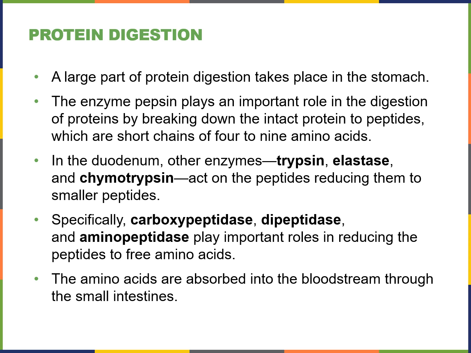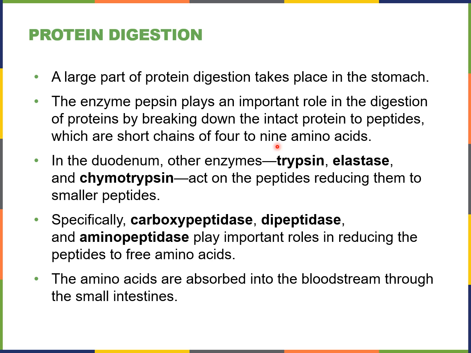Okay, for protein digestion. Again, we're going from a polymer down into a monomer. We're trying to make things smaller through digestion. A large part of your protein digestion is actually taking place in the stomach. Think about what proteins are, like if you are a meat eater and you're eating beef or something, that's something pretty substantial, right? It does still start breaking down in your mouth through mechanical and chemical digestion, but that's going to take a bigger toll in the stomach. Pepsin is playing a very important role in digestion here, because it's breaking down all of those intact proteins into peptides, which are shorter chains of 4 to 9 amino acids.